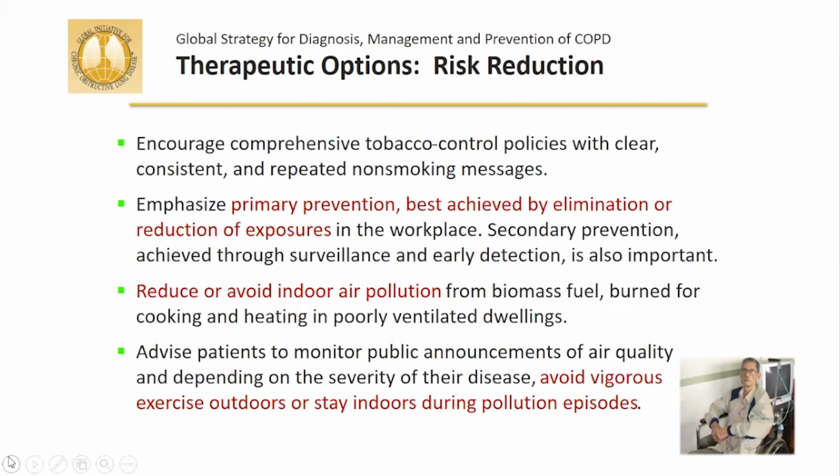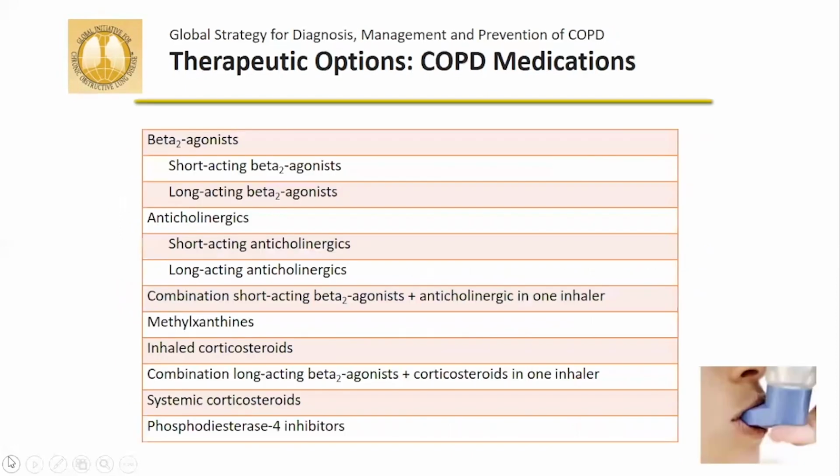And this can be done only by elimination or reduction of exposures to whatever can be triggering or aggravating the disease. There should be a reduction or avoidance of indoor pollution, and the patient is advised to avoid exercises outside of the house or the room during episodes of high pollution levels.